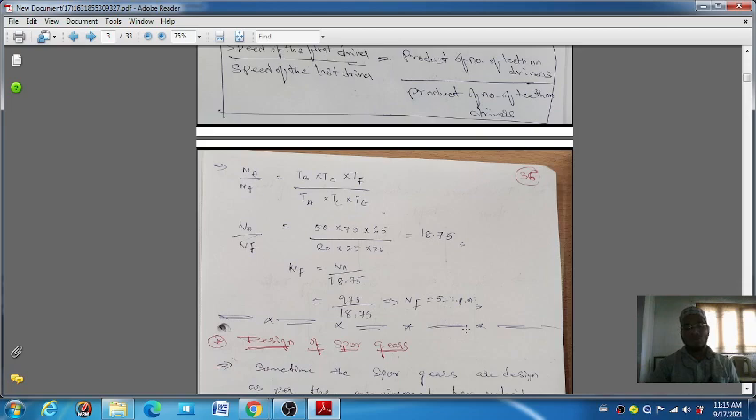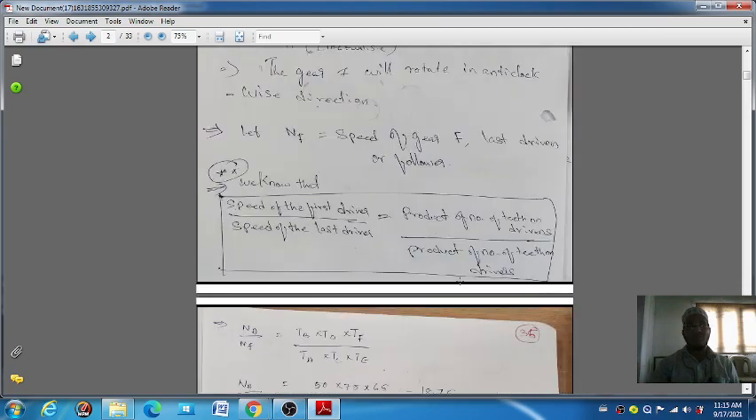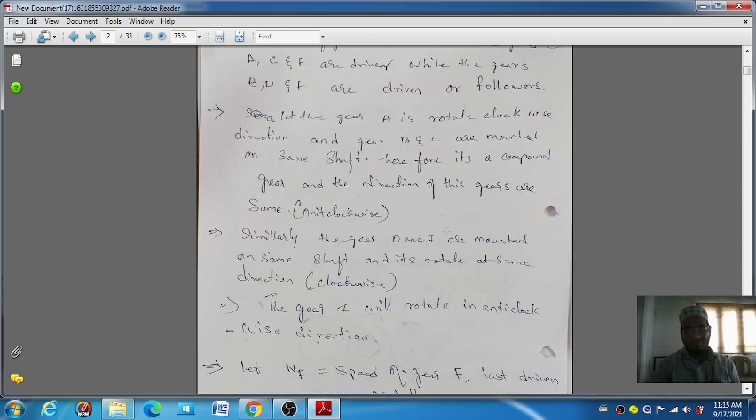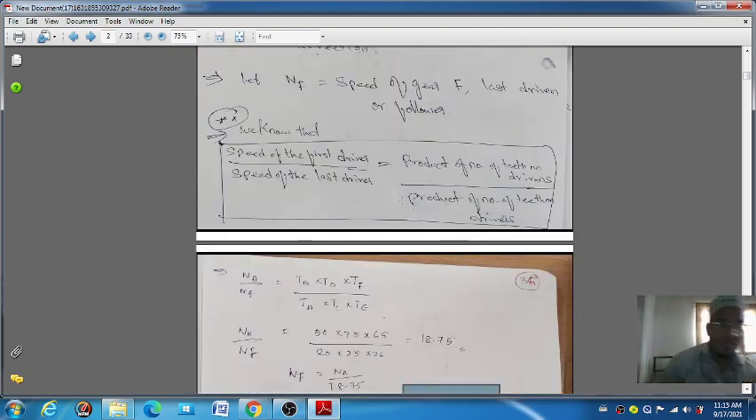So how much are we getting here? 52 RPM. It means initially 975 RPM is there, then due to the power transmission through that gear system, the speed of rotation of the shaft is reduced. Here the 975 RPM is there, and it goes on reducing, then after that the last driven gear has 52 RPM. In that compound gear it will be the same.